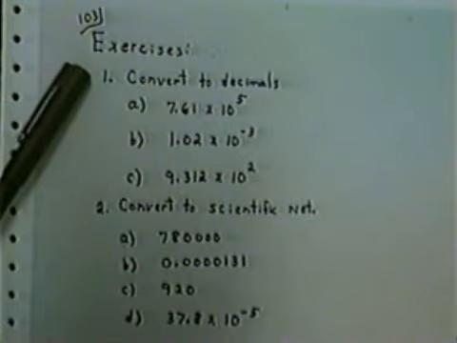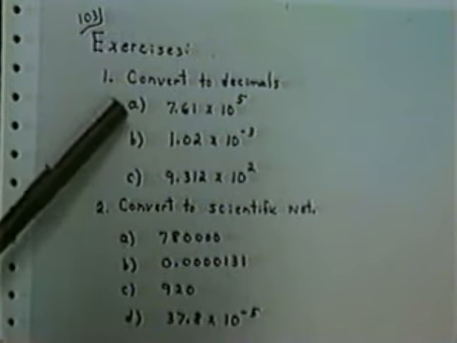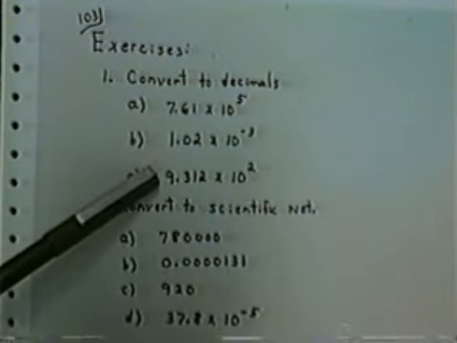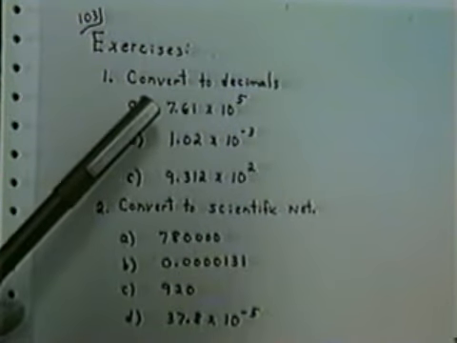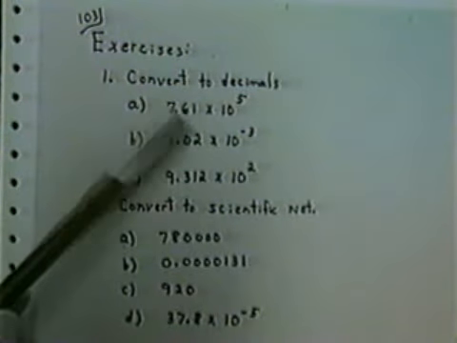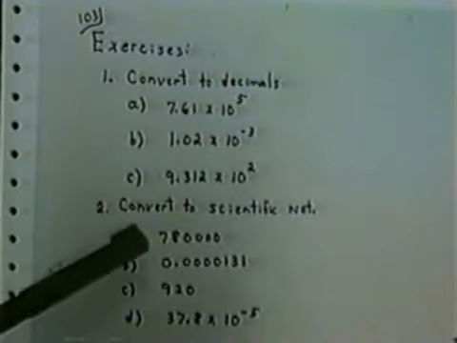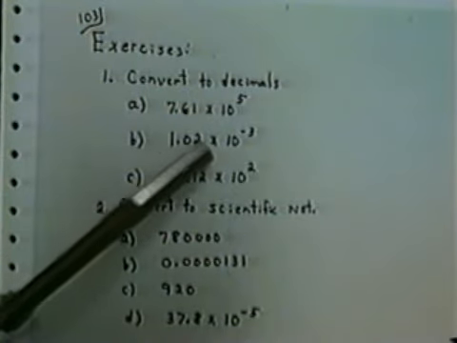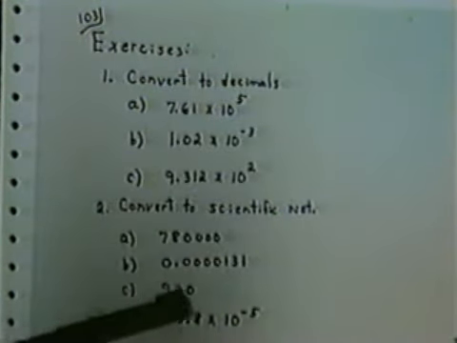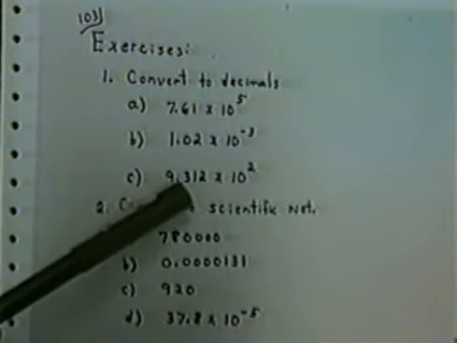The first exercise: convert to decimals. So convert from scientific notation to decimal notation. 7 61/100 times 10 to the 5th. 1 200 times 10 to the -3. 9 312 thousandths times 10 squared.